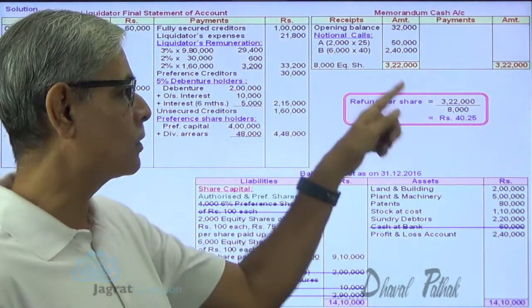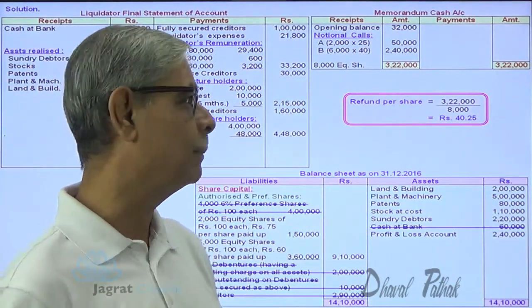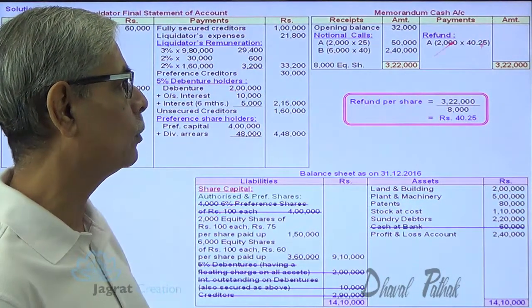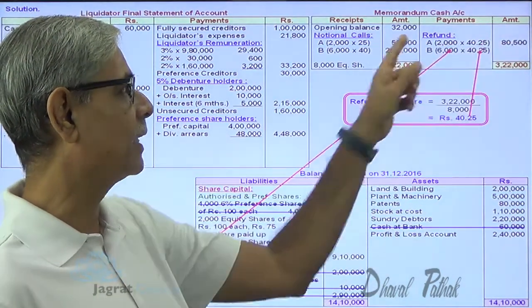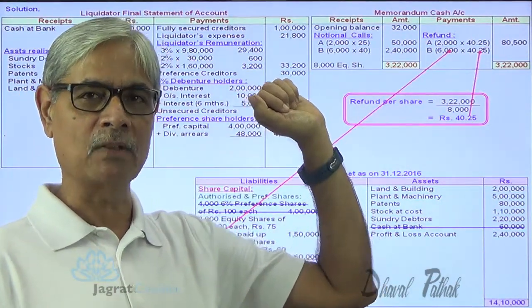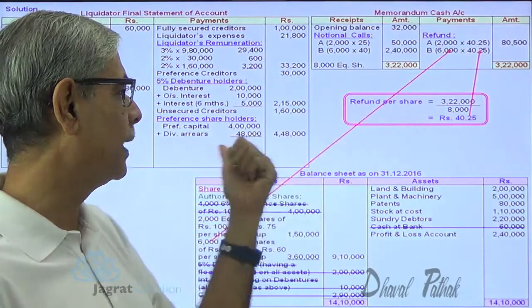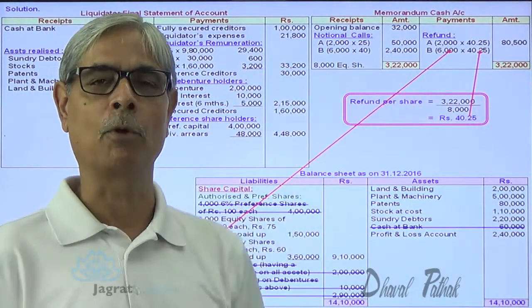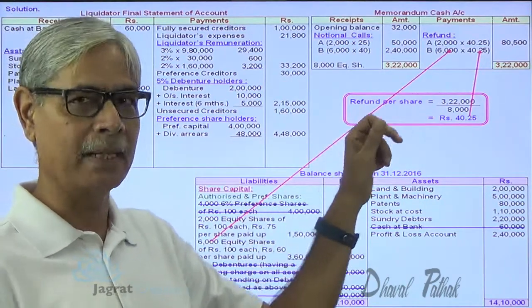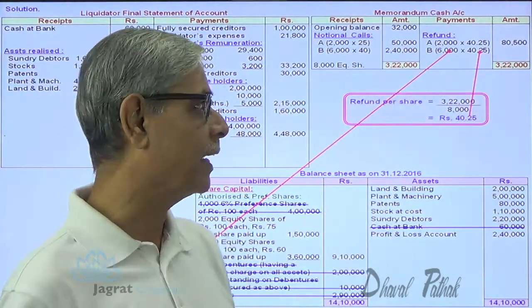So on these 2,000 shares at 40 rupees and 25 paisa, refund is made. So that works out to be 2,000 into 40.25. That works out to be 80,500. We have demanded 50,000. We are required to make notional payment 80,500. Difference between the two will be recorded on the payment side. That is the net amount paid by the liquidator. On B type of shareholders, 2,40,000 is demanded and 6,000 into 40.25 is being paid.